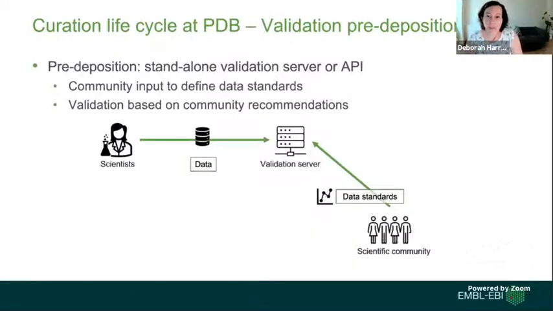Next, please. So one interesting thing about our archive is that the life cycle of an entry can begin even before the scientists deposit their data in our database. So indeed, we provide a standalone validation server as well as a validation API so that the users can validate their data before making the deposition. So how it works is that the scientific community defines this data standard that we use for validation, and we update our validation server regularly and according to the scientific community's opinion. Therefore, the depositors can always validate their data against the latest data standards.